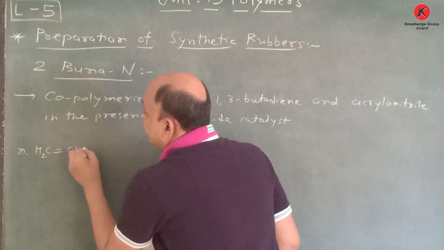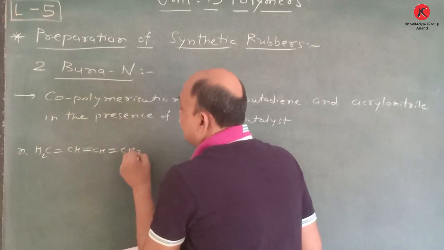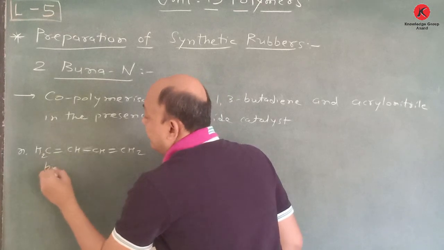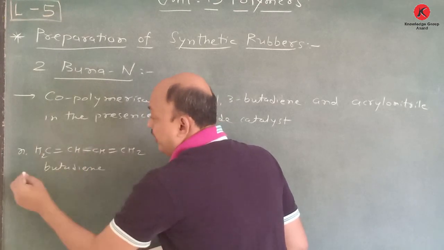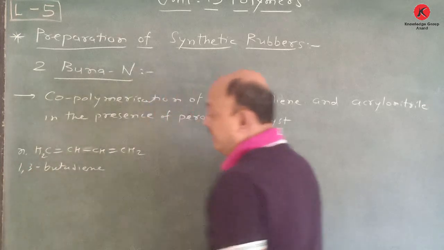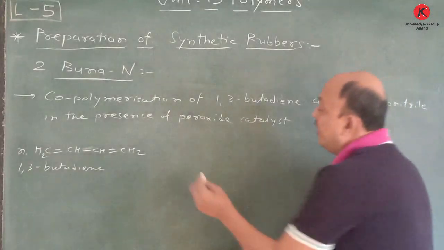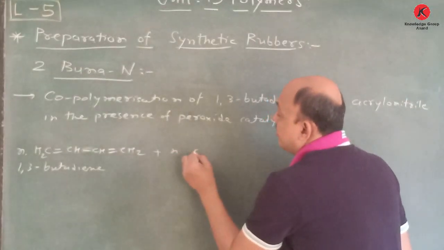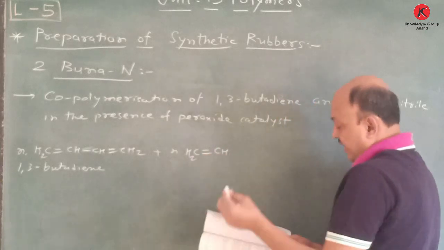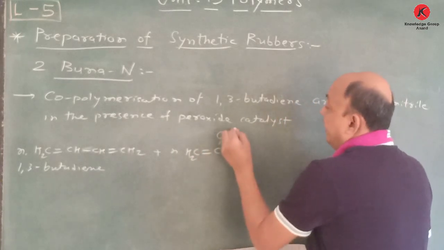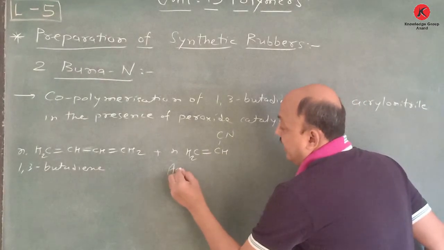CH2 double bond CH, here single bond CH double bond CH2. This is butadiene. But the 1 and 3 positions are there. That's why it is known as 1,3-butadiene. And another is acrylonitrile, CH2 double bond CH and here CN. We don't write C triple bond N. So this is nothing but acrylonitrile.